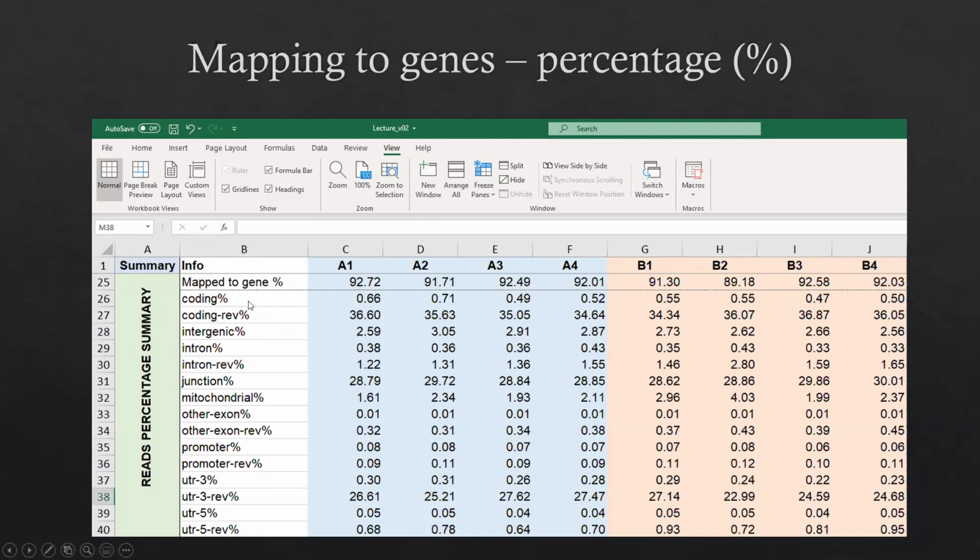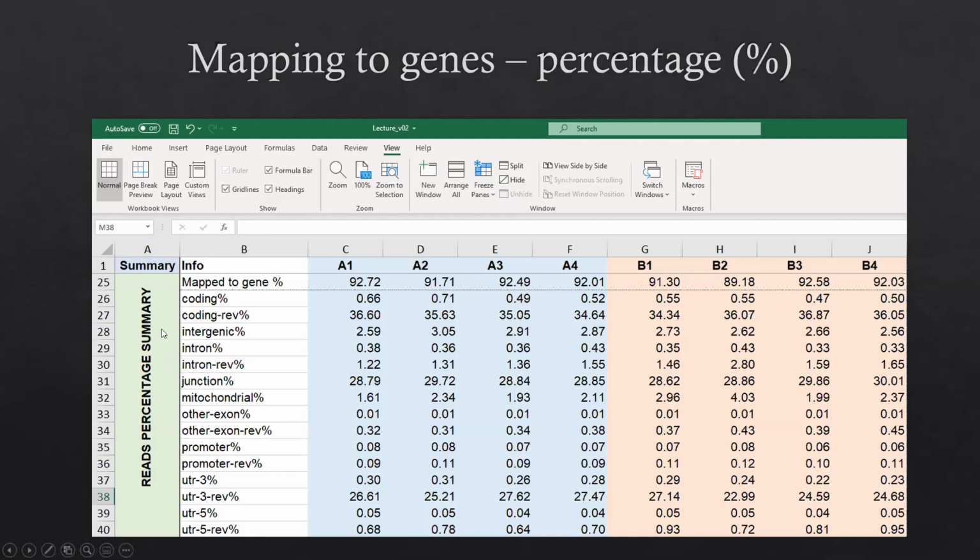The first one is that you may already realize that there are two rows, coding and coding reverse. This tells you whether the protocol is strand specific or not. If you see about the same ratio of coding and coding reverse, or intron and intron reverse, other exon and other exon reverse, it means you may have used a non-strand-specific protocol. In this case, you can clearly see the bias on the coding reverse strand, which means the sequencing was performed with a strand-specific protocol.